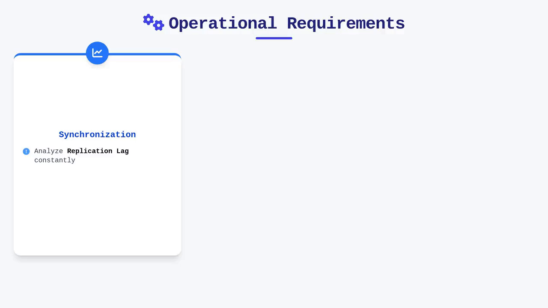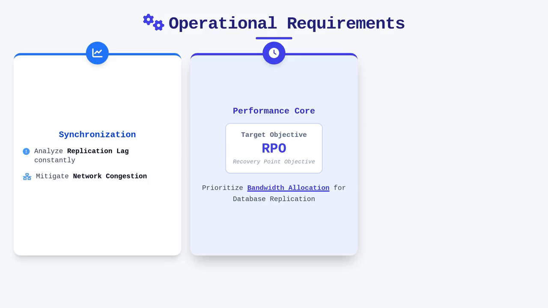Finally, let us look at the operational requirements for maintaining this environment over the long term. Analyzing replication lag is an ongoing discipline, as network congestion can frequently throttle the synchronization of critical security objects. Bandwidth allocation must be prioritized to ensure that the vault's internal database replication can complete within the RPO, or recovery point objective, defined by your organization's business continuity plan.